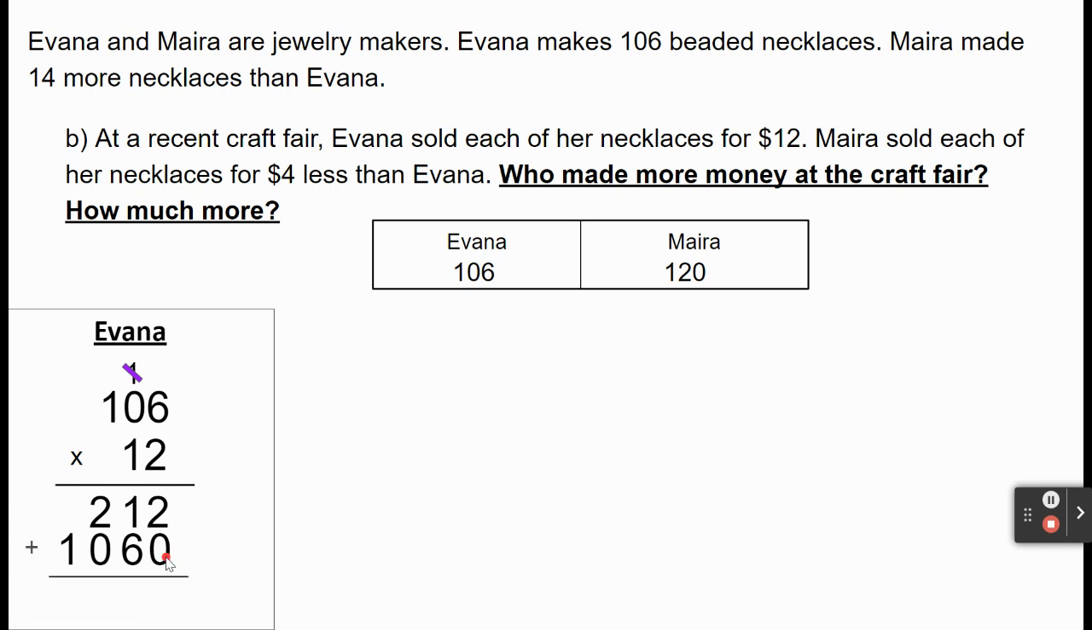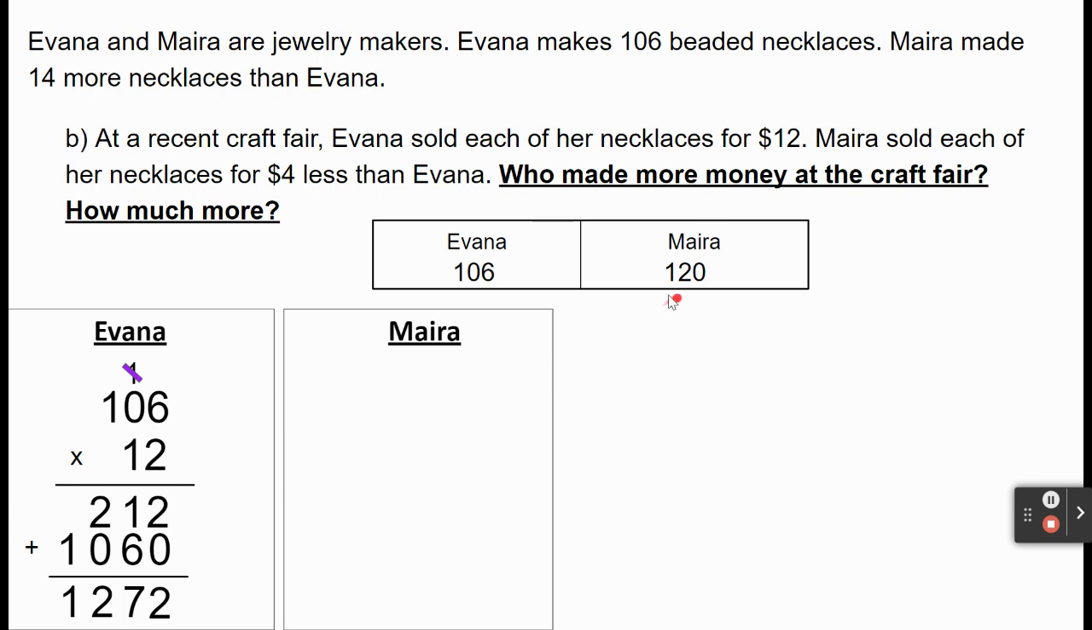Let's add these products together. 2 plus 0 is 2. 1 plus 6 is 7. 2 plus 0 is 2. And 1 plus nothing is 1. So Ivana is going to be making $1,272. Now let's find out how much Myra is going to make.